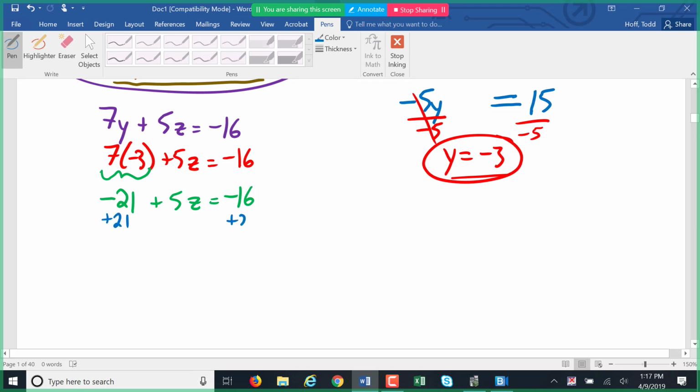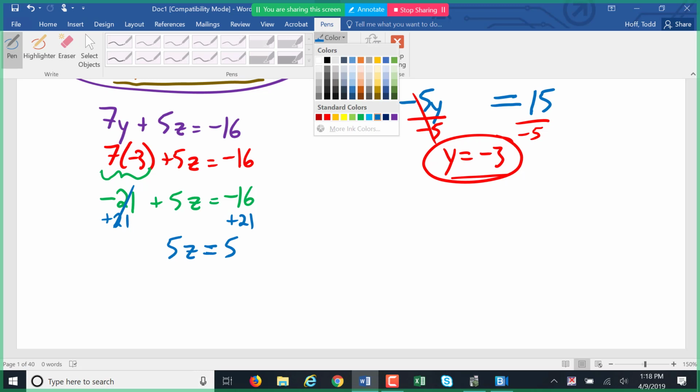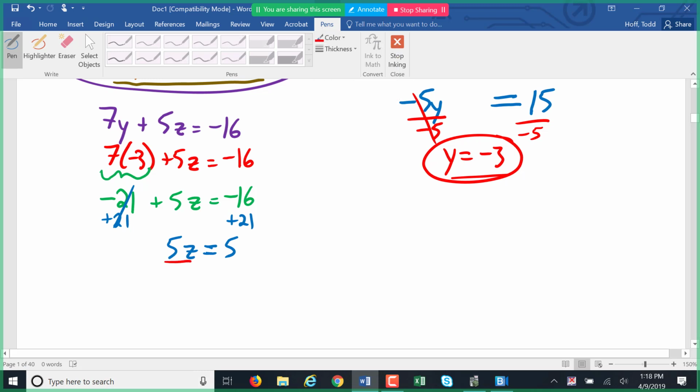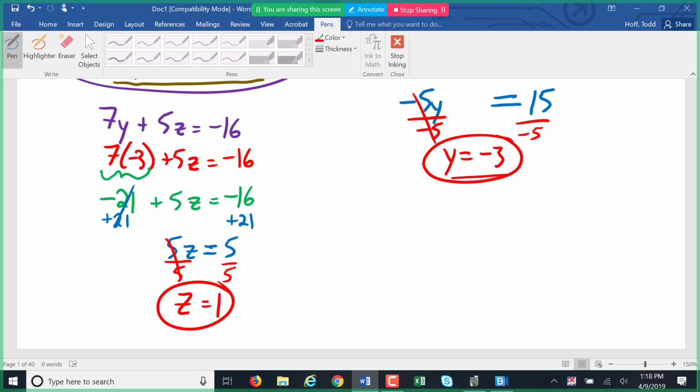We'll add 21 to both sides. 21 cancels out. 5z equals negative 16 plus 21 is 5. Then we divide by 5 to get z by itself. Z equals 1. So we've got y equals negative 3 and z equals 1. We have to go back to one of our original equations to figure out what x has to be.